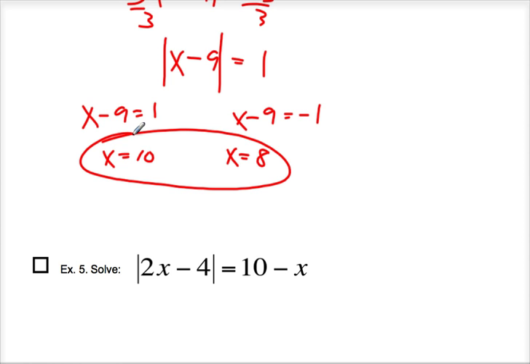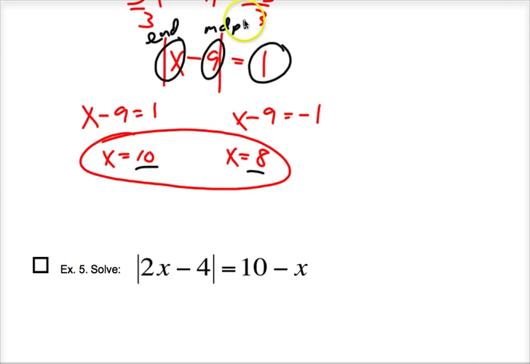What I'm saying here is the distance between our endpoints and a midpoint of 9 is 1. Our endpoints, which are 10 and 8, and the number 9, which is our midpoint, are 1 apart. That's what it means.